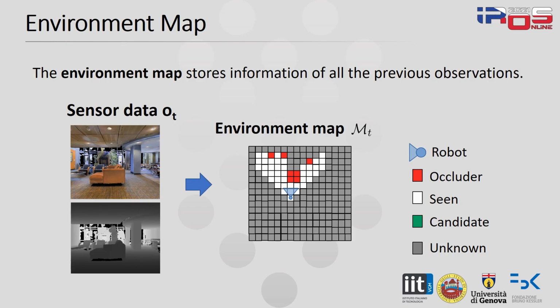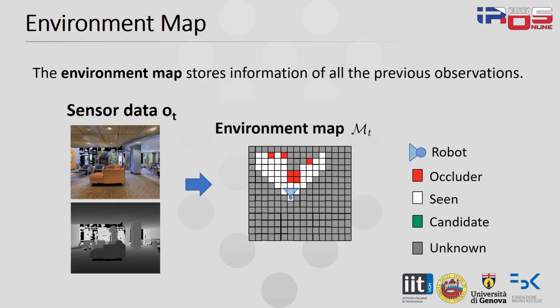The second type is the seen cell. The agent has observed that location and the cell is accessible. The third type is the occluded cell. The agent has observed that location and there is an obstacle in it. The agent cannot move to that cell and cannot observe cells behind it.